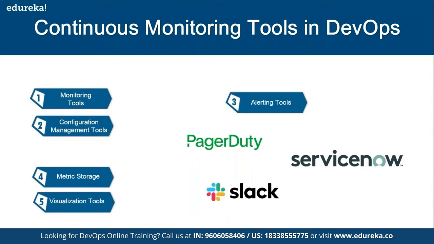There are some alerting tools like PagerDuty, ServiceNow, Slack. PagerDuty is an on-call management system with add-ons for analytics, events, intelligence, and automated incident response. ServiceNow, on the other hand, utilizes automated workflows for ITSM, as well as customer service and business processes.